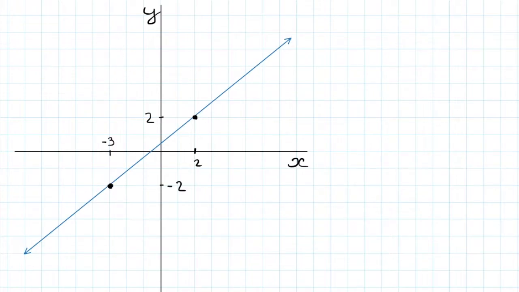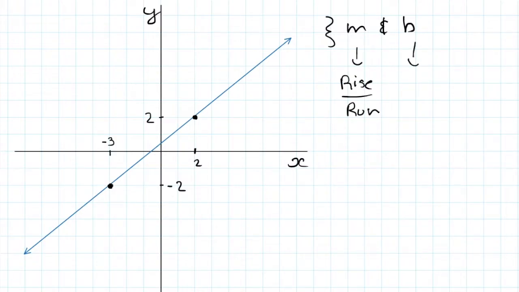To model an equation, we need two different things. We need m and we need b. To find m, we know that we could use the formula of rise over run. And since this is a graph, we can just simply look at it and we can find the y-intercept.